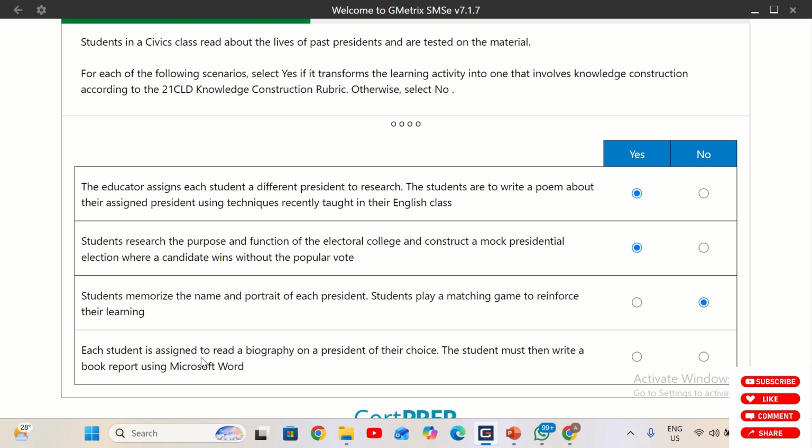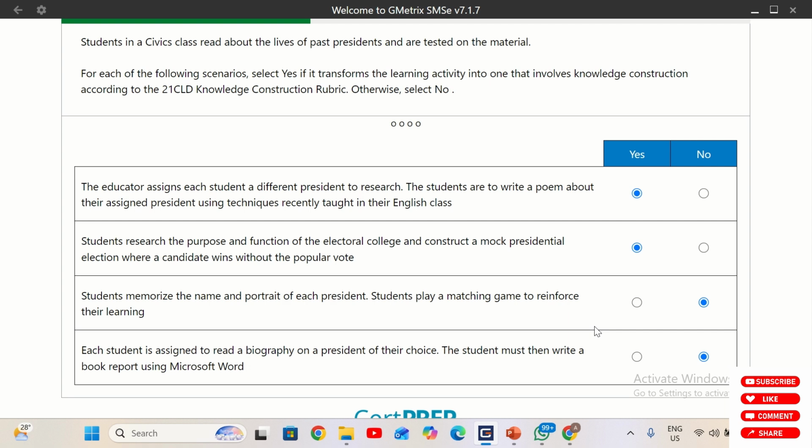Each student is assigned to read a biography on a president of their choice. The student must then write a book report using Microsoft Word. No, this does not have to do with knowledge construction, because they are not going beyond the knowledge they have gained, or they are not doing more than reproduce what they have learned.